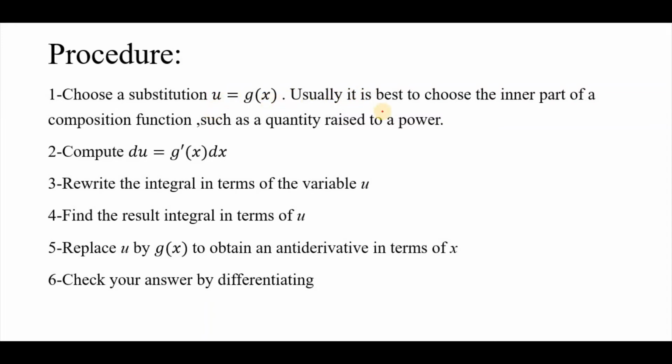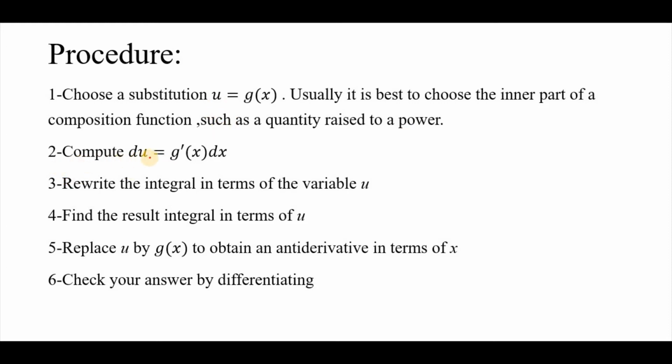Usually, it is best to choose the inner part of a composition function, such as a quantity raised to a power, or the exponent of an exponential function, or the argument of a log function, or the denominator of a rational function, or what's under the square root. Usually those are good choices for u.